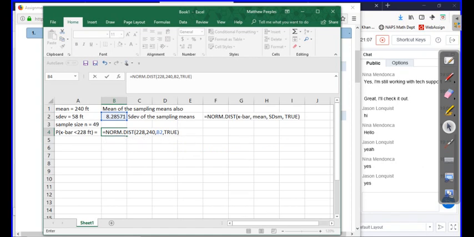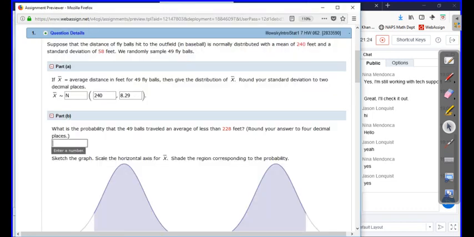And then I use true because I want the cumulative distribution. And this is what that formula looks like when I type it into Excel. All right, and this is going to give me my number. And in this case, there it is, 0.07377. And we want that rounded to 4 decimal places, so 0.0738 rounded up.